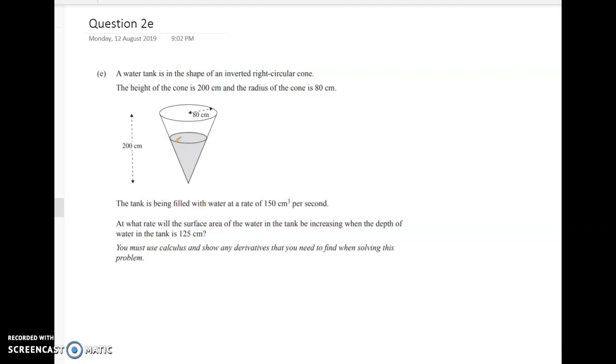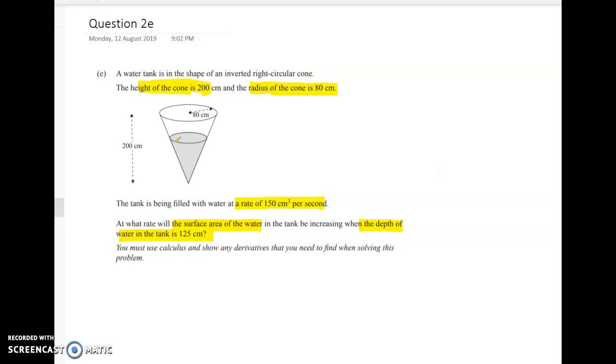We've got a water tank that is in the shape of an inverted right circular cone, and we're told that the height of the cone is 200 metres and the radius of the cone is 80 centimetres. The water in the tank is filling up at a rate of 150 centimetres cubed per second. Now we have to find the rate at which the surface area of the water will be increasing when the depth of the water in the tank is 125 centimetres.